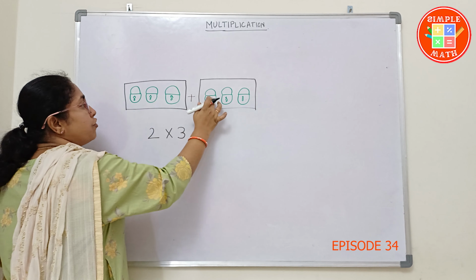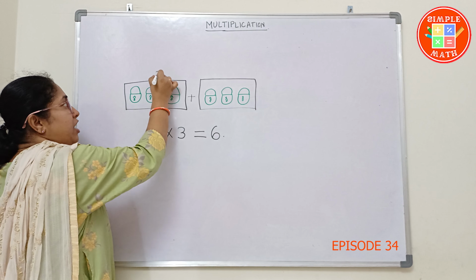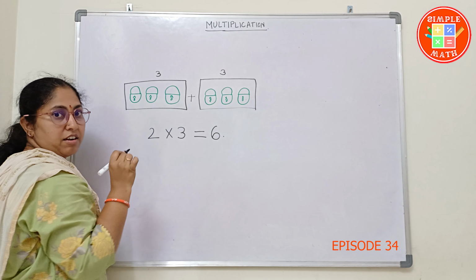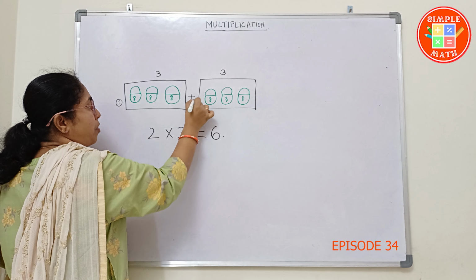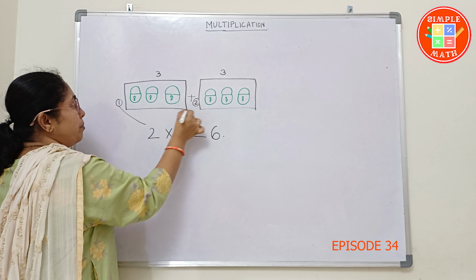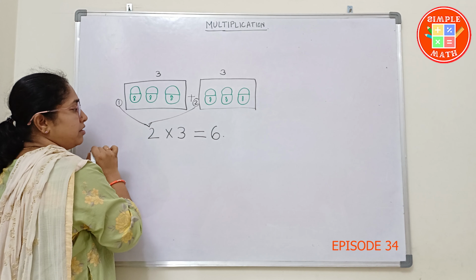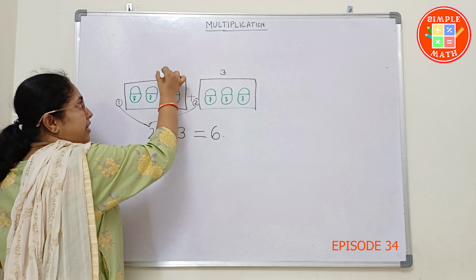So repeatedly we are adding 3 number of logs. So multiplication is repeated addition of the same number. We have 3 logs here, we have 3 logs here. Okay. How many boxes do you have? 1 box here, 2 boxes here. So 2 boxes you will write first, and the number you are writing here is second. Okay, 2 times 3 is equal to the total number. How many logs do you have? You will count and write it as the answer.